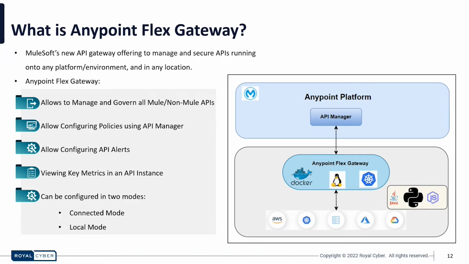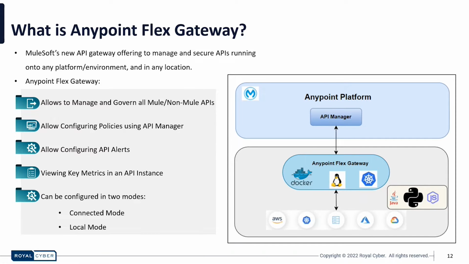We also provide out-of-the-box policies for compliance, quality of service, security, and troubleshooting that can be applied. API alerts can be configured to send email notifications regarding unusual API behavior. API Manager and Anypoint Monitoring collect metrics on active Flex Gateway APIs. You can view charts related to these metrics and filter the data by date.